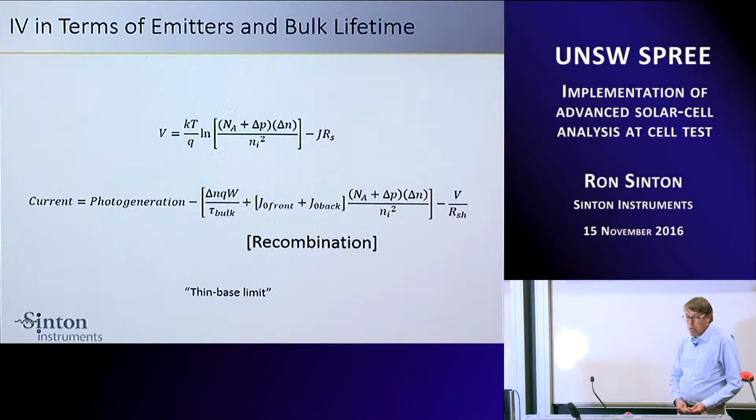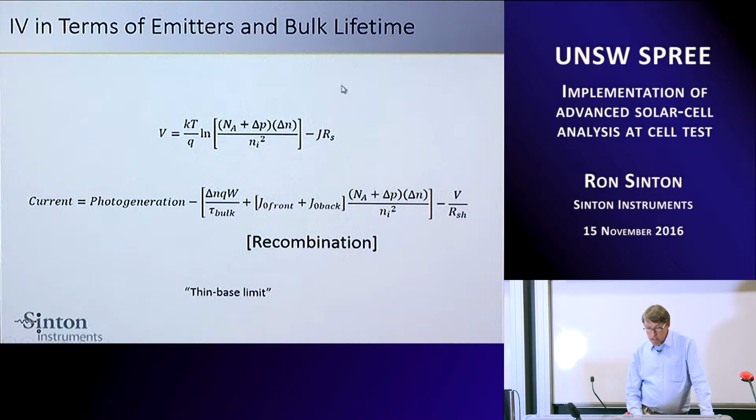To show it in a little more detail, here's the voltage equation, but the current is the photogeneration minus the bulk recombination, the J naught front plus J naught back times the NP product over Ni squared. And these are all the parameters that you would be measuring at the lifetime tester in the process.